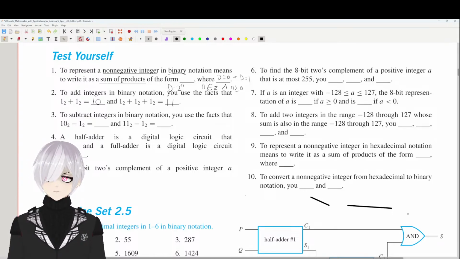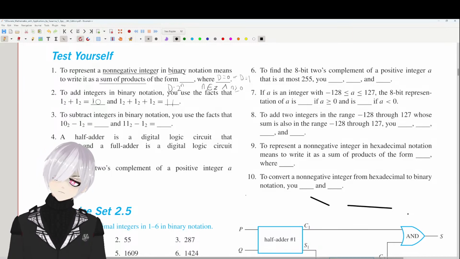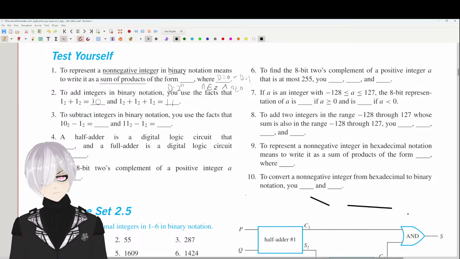Because when we're adding, those are the cases when we carry a one. If you have one plus one, then you put a zero in the column, and then you carry a one because it's one zero. And then if you carried a one and the carried one is above a one and a one, then you have one plus one plus one, which is one one. So you put a one in the column and then carry the leftmost one. So yeah, you're using those results.